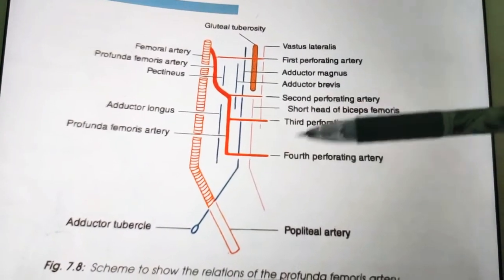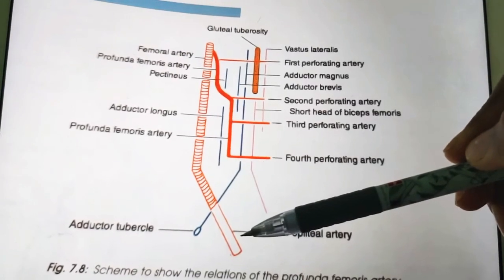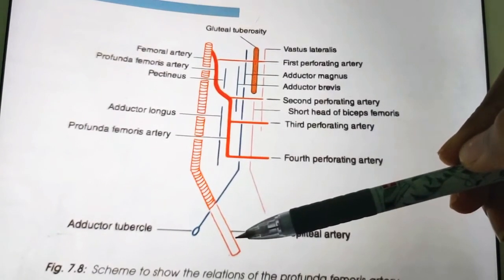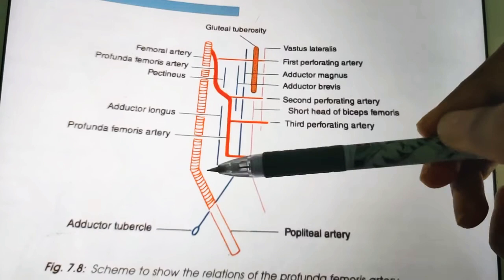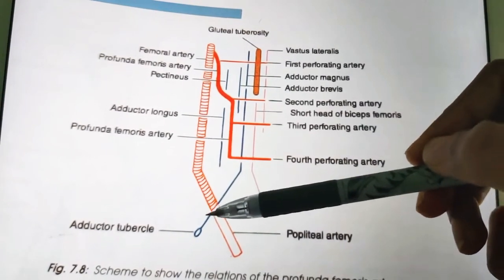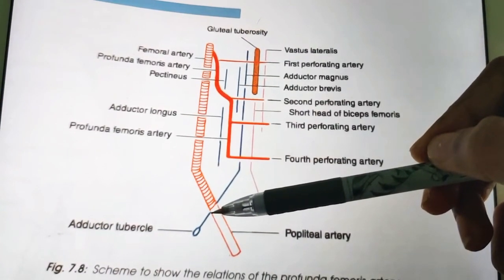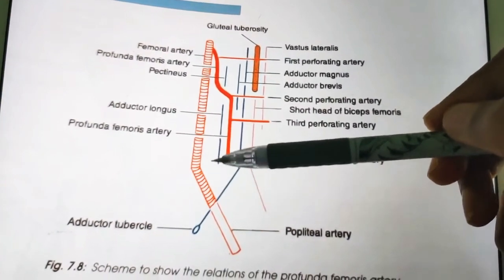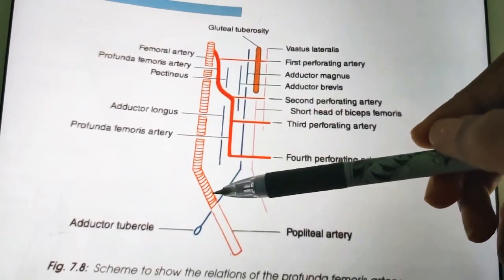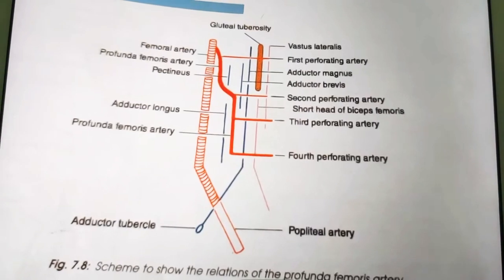Now this is the popliteal artery. The femoral artery simply continues as the popliteal artery. The femoral artery passes below the inguinal ligament, and it passes through the adductor hiatus. The adductor hiatus is a hole in the adductor magnus. After passing through the adductor hiatus, the femoral artery is called the popliteal artery.